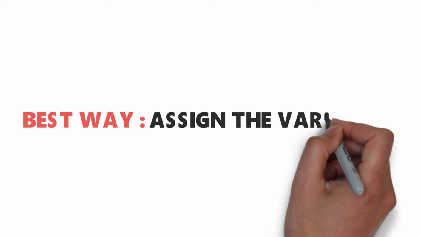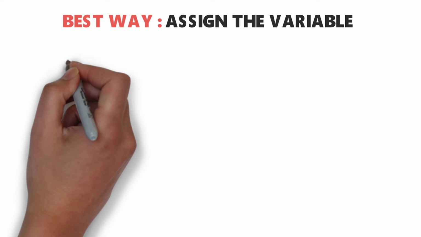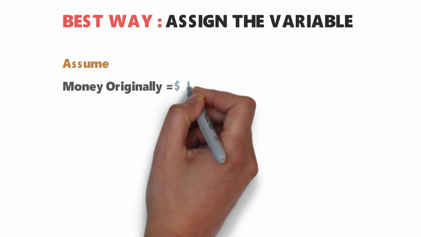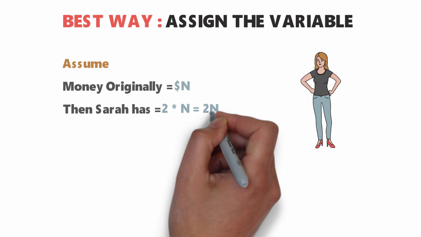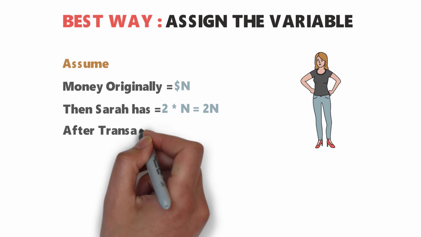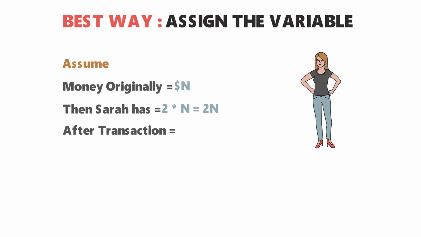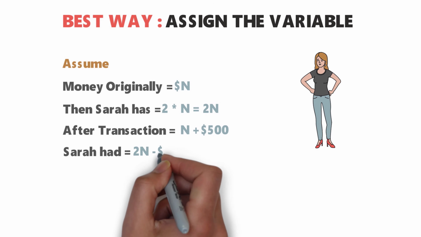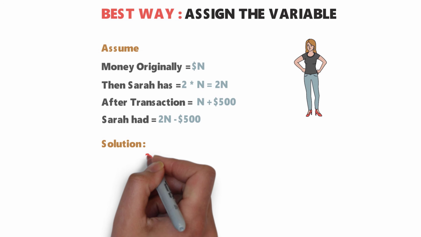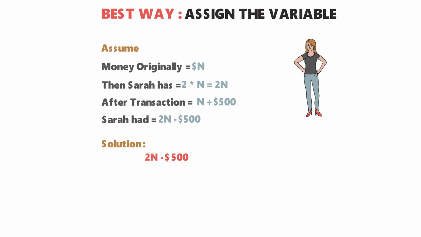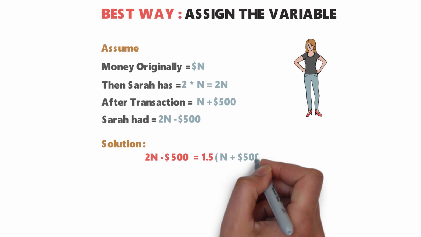The best way to solve this challenge is to assign a variable to what Nicole had originally. If we assume that Nicole had originally N dollars, then Sarah will have twice as much, meaning 2 multiplied by N, or 2N. That means that after the transaction, when Nicole received additional money from Sarah, Nicole had N plus $500 and Sarah had 2N minus $500. Based on this information, we can build an expression. 2N minus $500 equals 1.5 multiplied in parentheses N plus $500.